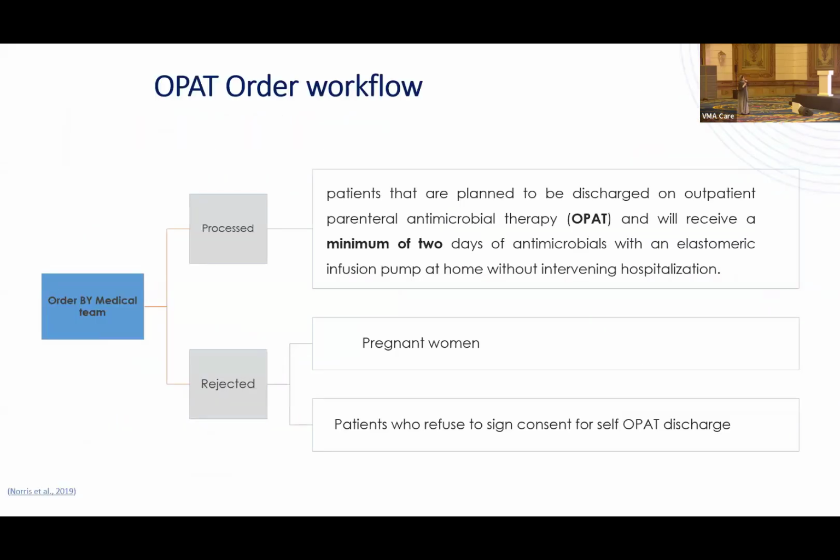So let's say the order was done and then the patient is processed by the OPAT team, we do not discharge a patient on 1 day of OPAT. Usually it has to be a minimum of 2 days. And this is something that is also mentioned in the IDSA guidelines. We do not discharge patients who refuse to sign the consent, and we do not discharge patients who are pregnant because of lack of evidence in this patient population.